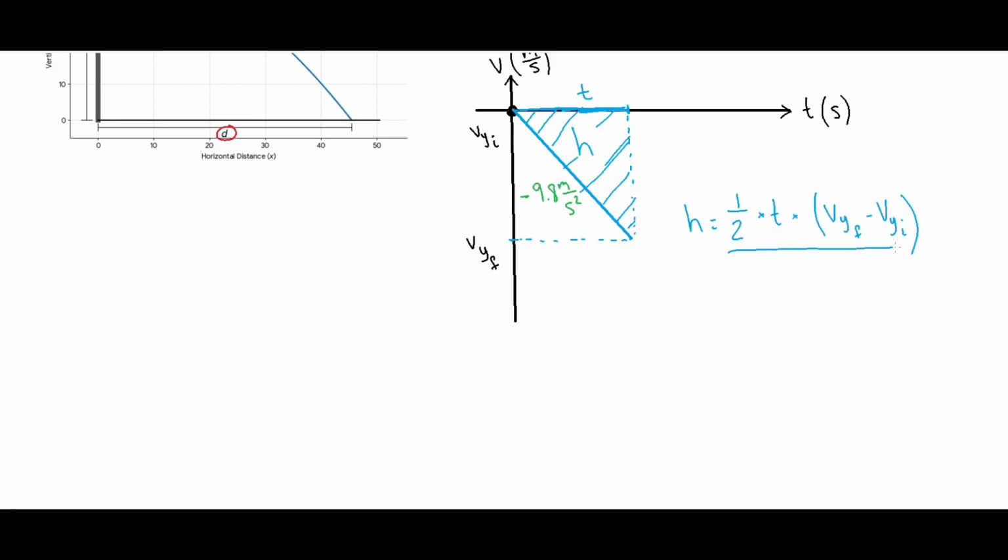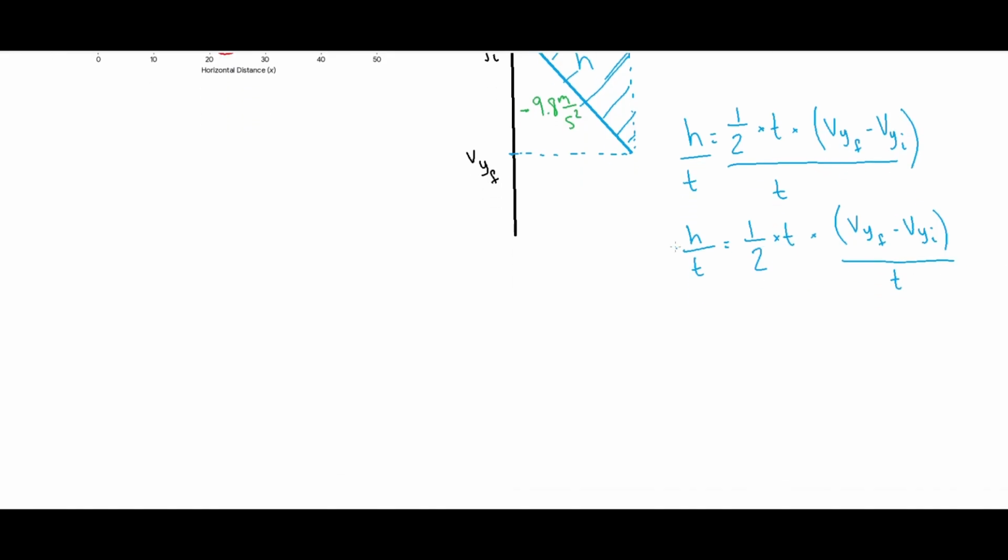So if we divide both sides by t, we're going to get h over t is equal to 1/2. And I'm going to keep this t over here. I'm not going to cancel this out, and you'll see why in a second. 1/2 times t times, in parentheses, VYF minus VYI, and I'm going to put this over t. Now we didn't do anything. We just divided both sides by t. That's normal. But now what?